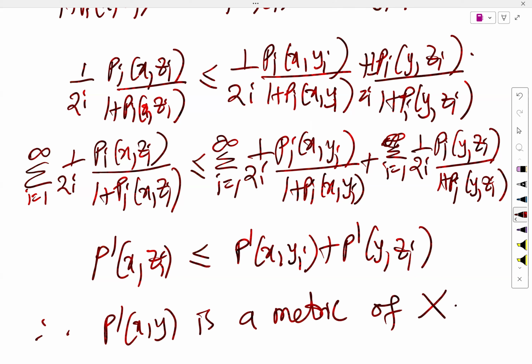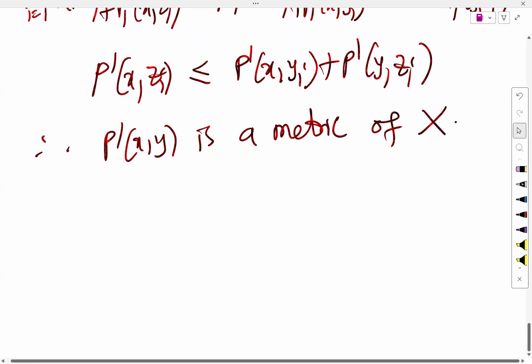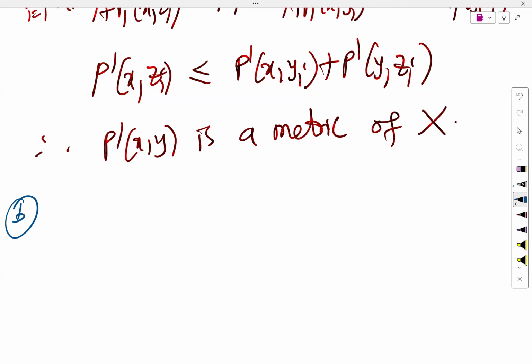So we have been able to prove that p prime is a metric on X. That's really very lengthy. So let's go to the next question. The next question is this.